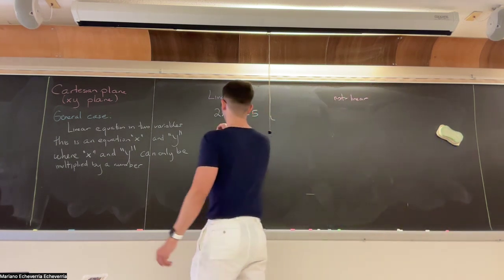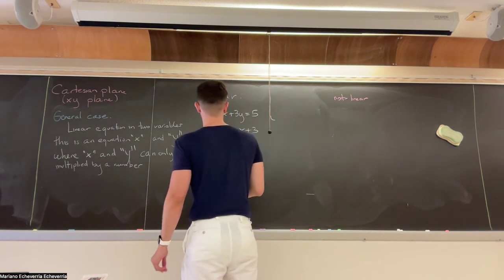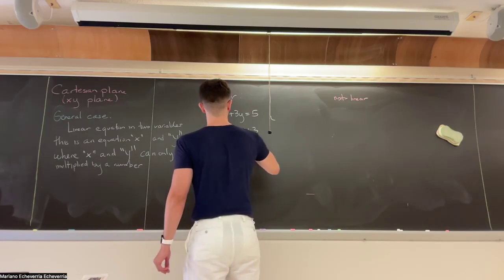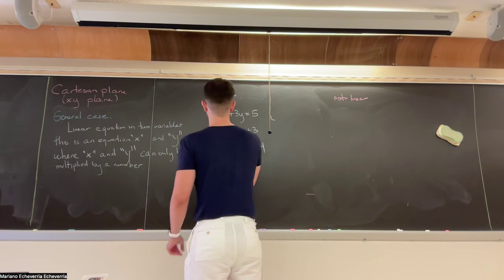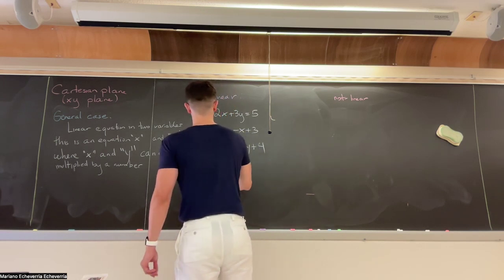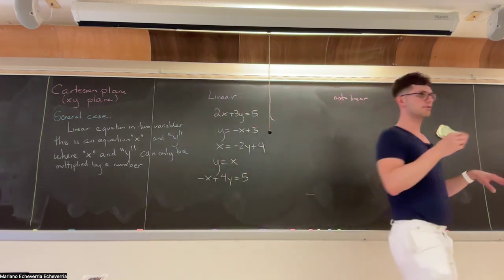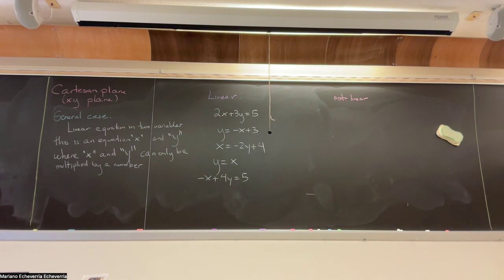Another one, y equals negative x plus 3. Another one, x equals negative 2y plus 4. That's also fine. Another one is y equals x. Another one is minus x plus 4y equals 5. So again, as long as x and y you're just multiplying by constants, by numbers, then that will be good enough to qualify that as a linear equation.